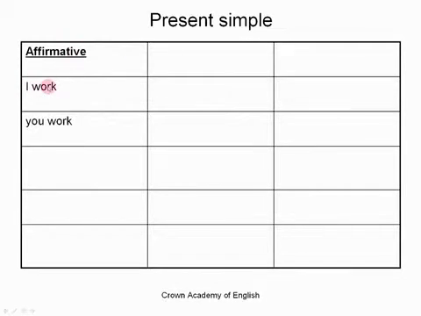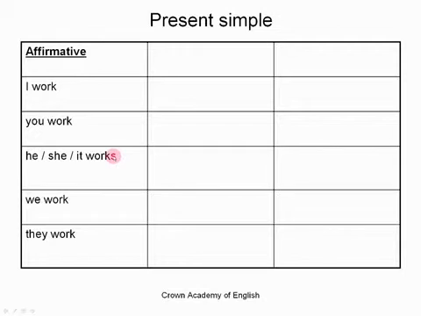So we have I work, you work, he, she, it works, we work, and they work. So let's have a quick look at this column here. So we can see it's actually quite easy. All of the forms, so we have I work, which is simple, it's the same as the infinitive. It's the same with you work, this is the infinitive. And this is the only one which changes. This is the important one to look at.